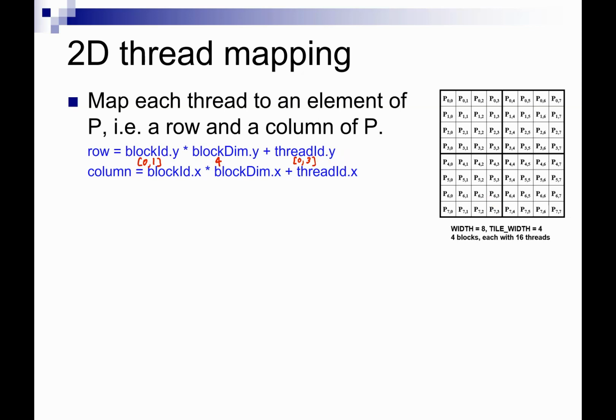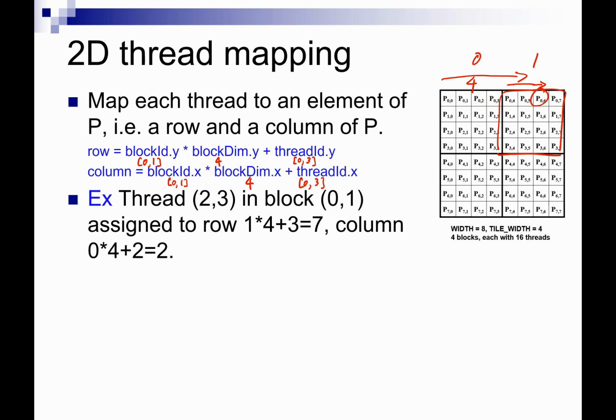And then for the column, you're going to take which block you're in, so your block ID dot x. You're either in block 0 or block 1 in the x direction, right? So this is also between 0 to 1. You multiply by the size of the x direction, which is 4 here, and then you add your thread ID dot x. Suppose you're in this block, then your thread ID is going to be a number between 0 to 3. So if you're here, then your thread ID dot x is going to be 2. So this is a number between 0 to 3 here.